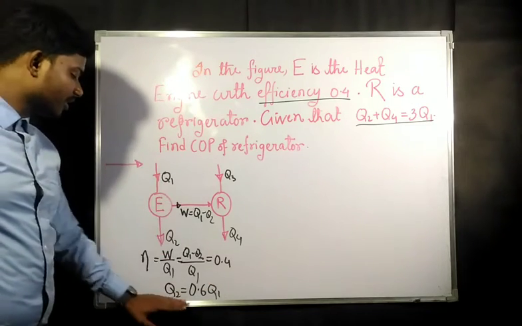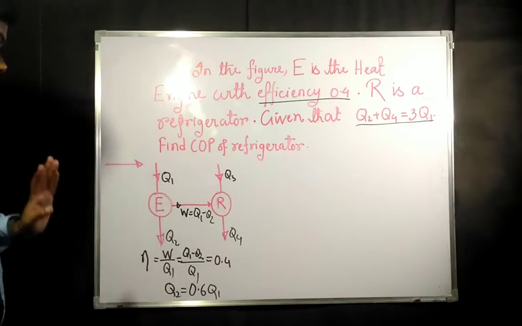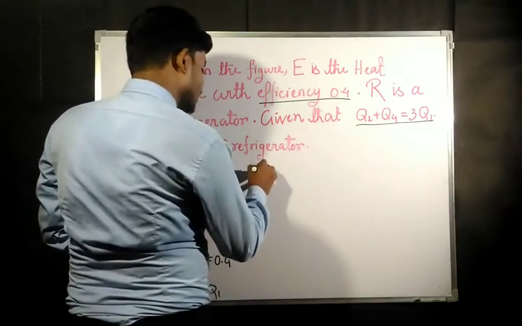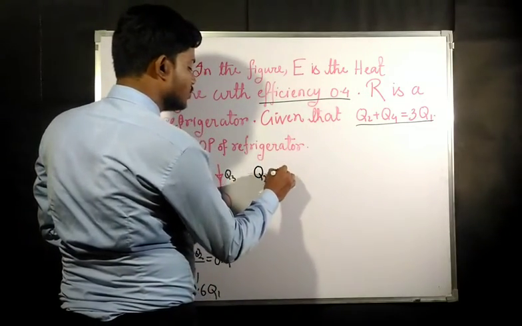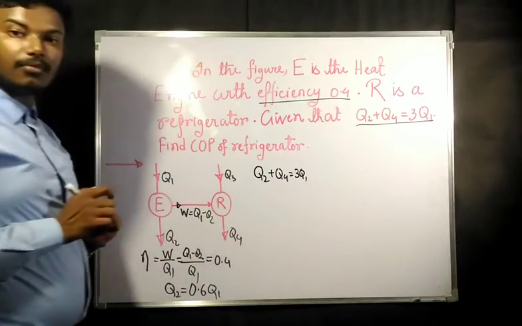What have we found out here? We have found a relation between Q2 and Q1. Again, they have given us a relation: Q2 plus Q4 is going to be equal to 3 into Q1.